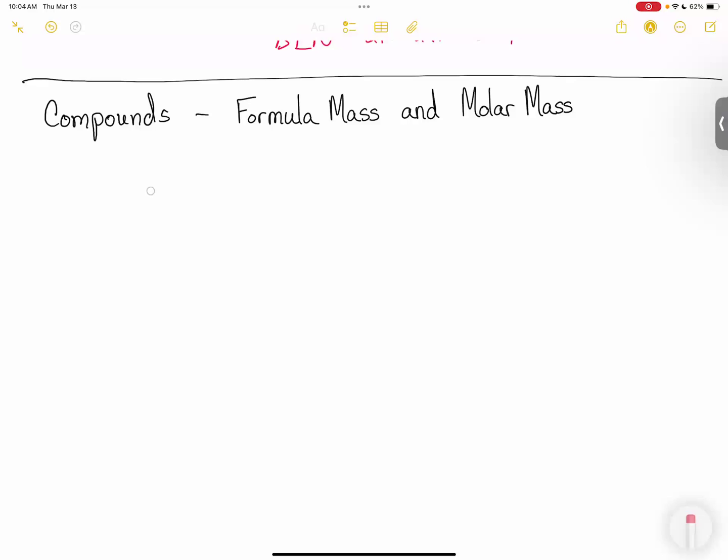So if I have oxygen, we said that its average atomic mass, according to that periodic table at least, is 15.9994 atomic mass units.